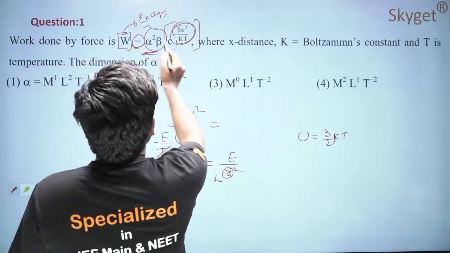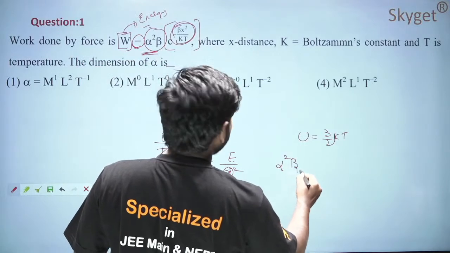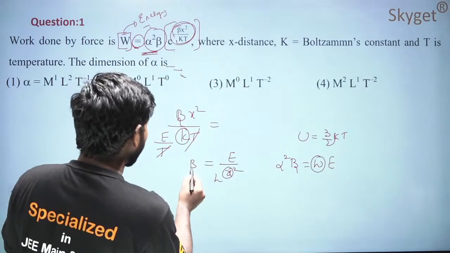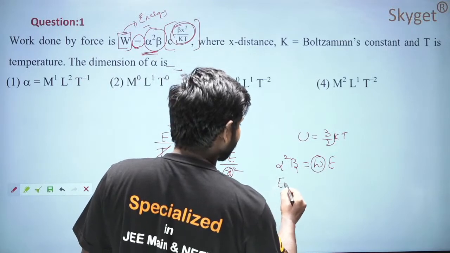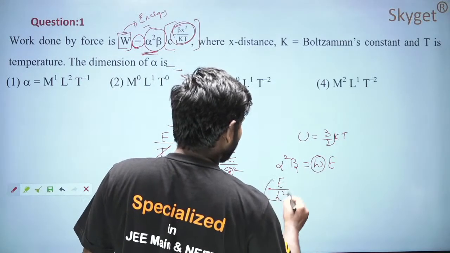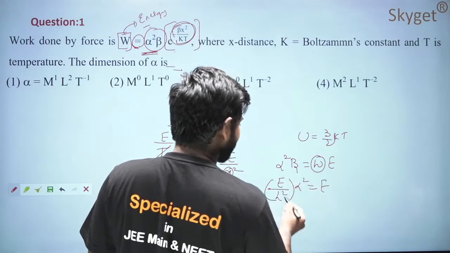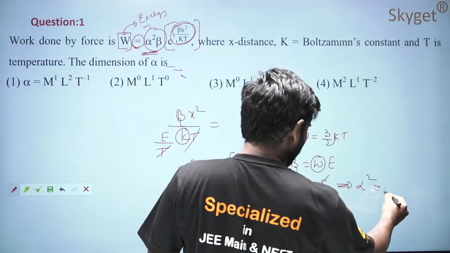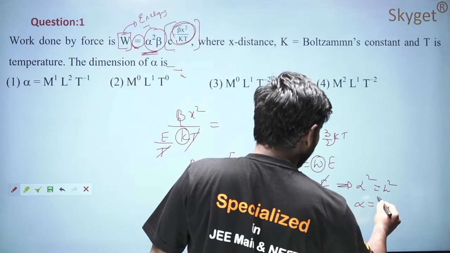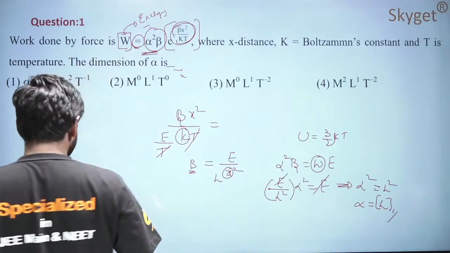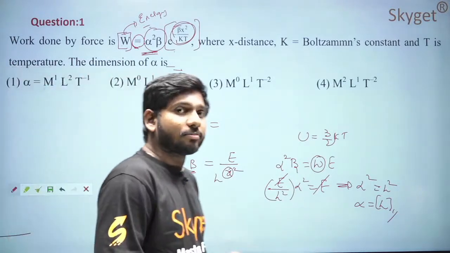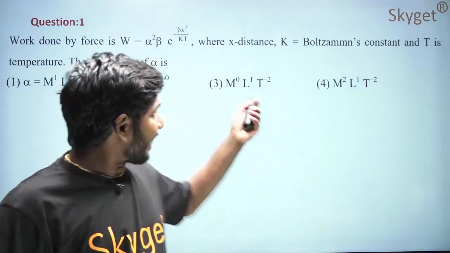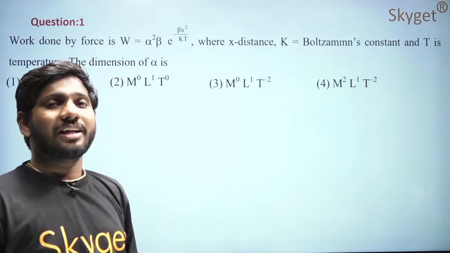So if I equate, alpha square beta should have work dimension, that is energy dimensions, but we know beta has dimensions of energy by L square. So energy by L square into alpha square is equal to energy. If you simplify this, E gets cancelled, alpha square is equal to L square, so alpha has the dimension of L. This is as simple as that. You don't need to hurry or get confused for this question. So what are the principles that we use here? The principle of homogeneity, and another fundamental point that exponential functions do not have any dimensions.